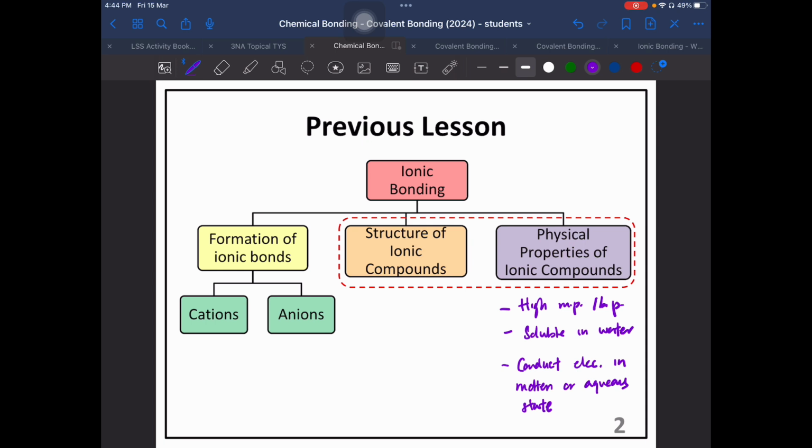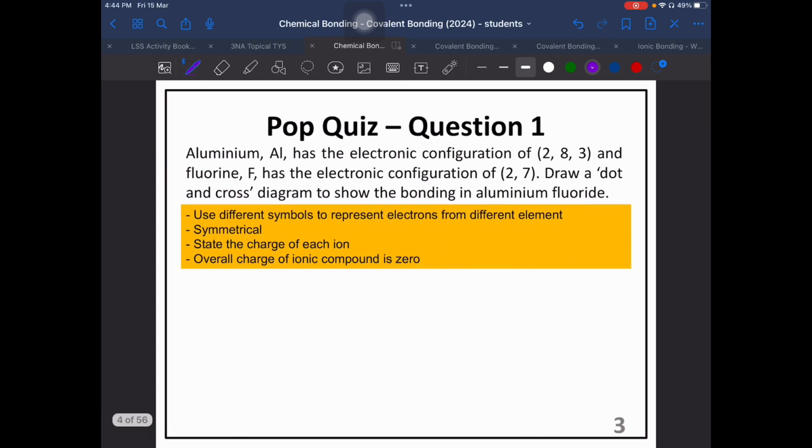But to start this part on covalent bonding, just take a while to go through these two pop quizzes by yourself. You can pause the video to think about what these questions are and how you would address them.